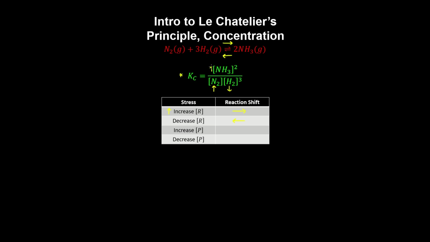And similarly, if we increase the concentration of a product, the reaction shifts to the left to consume the additional product. And if the concentration of the product is decreased, then the reaction shifts to the right to create more product.